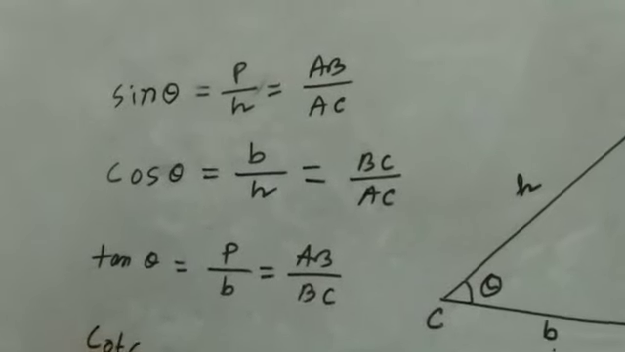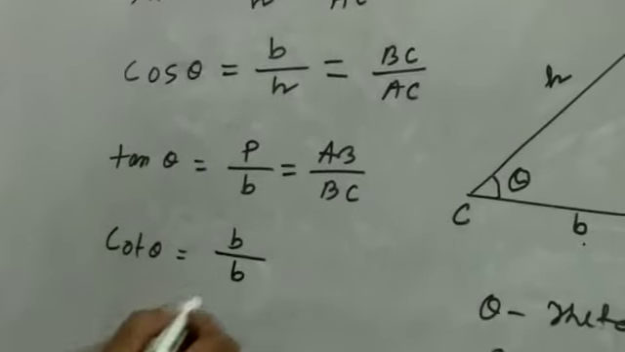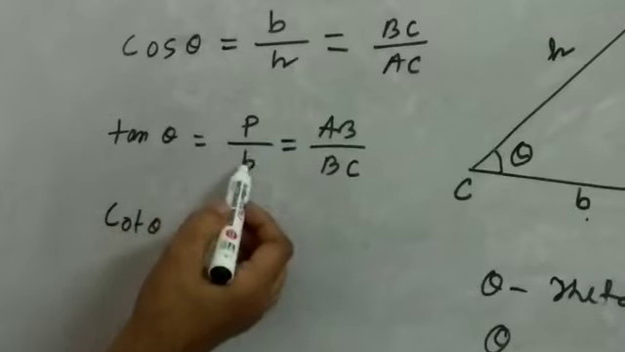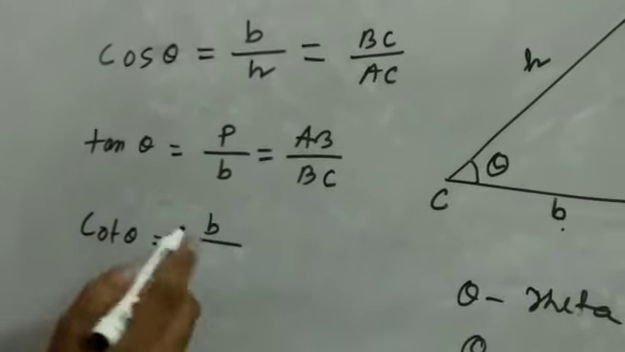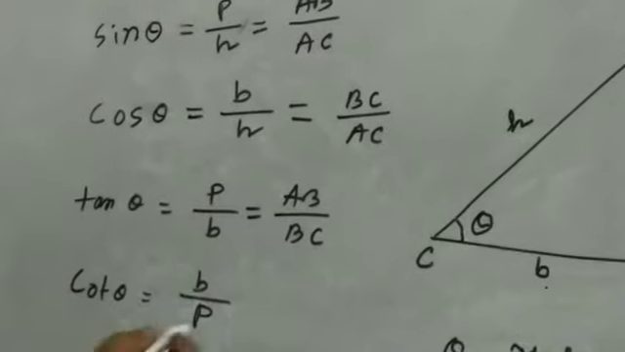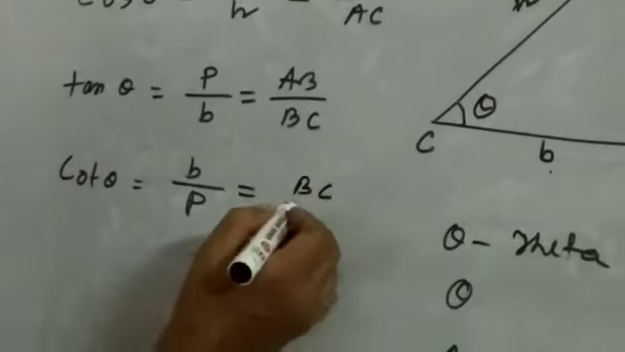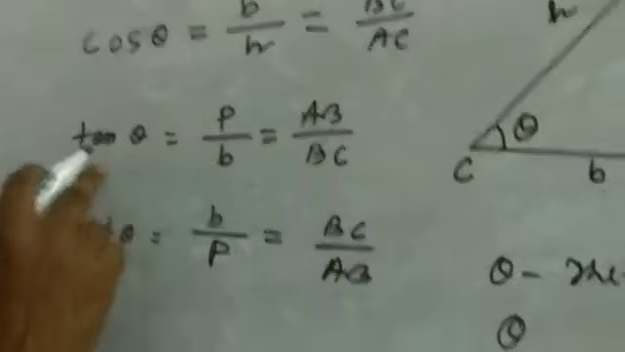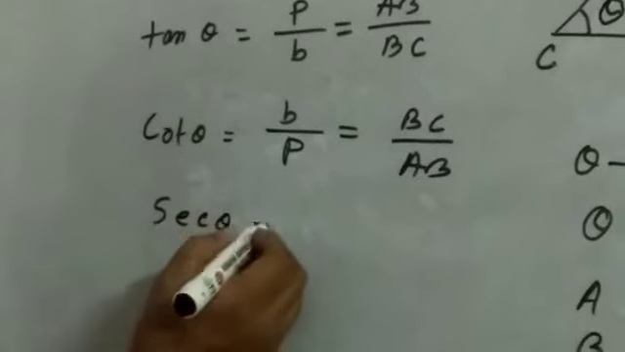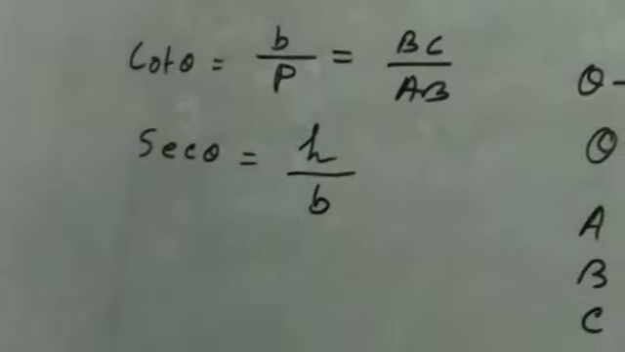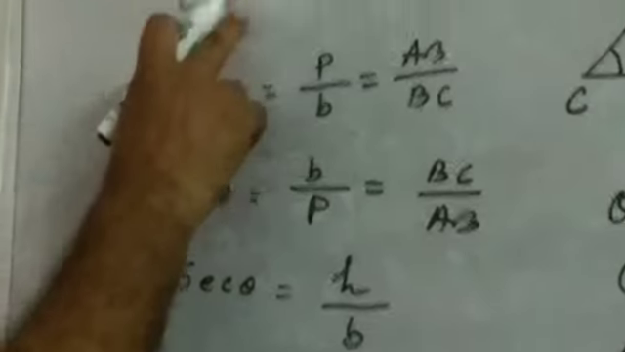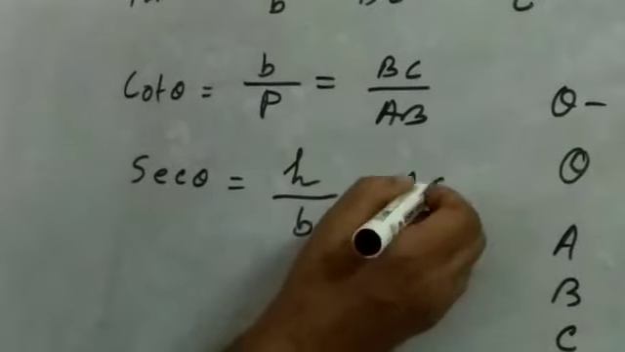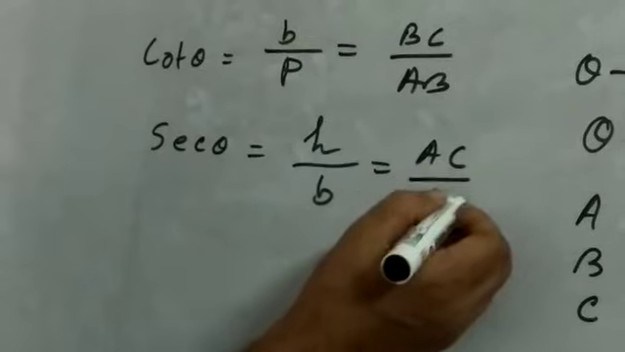Then cot. Cot is B by P, which is just the reciprocal of tan theta. Here it is P by B and this is B by P. Is that clear? So here B, the side, is BC and P is AB. So cot is just the reciprocal of tan. Then sec theta is H by B. And if you observe, it is the reciprocal of cos. Cos is B by H and sec is H by B. Here H is AC and B is BC.